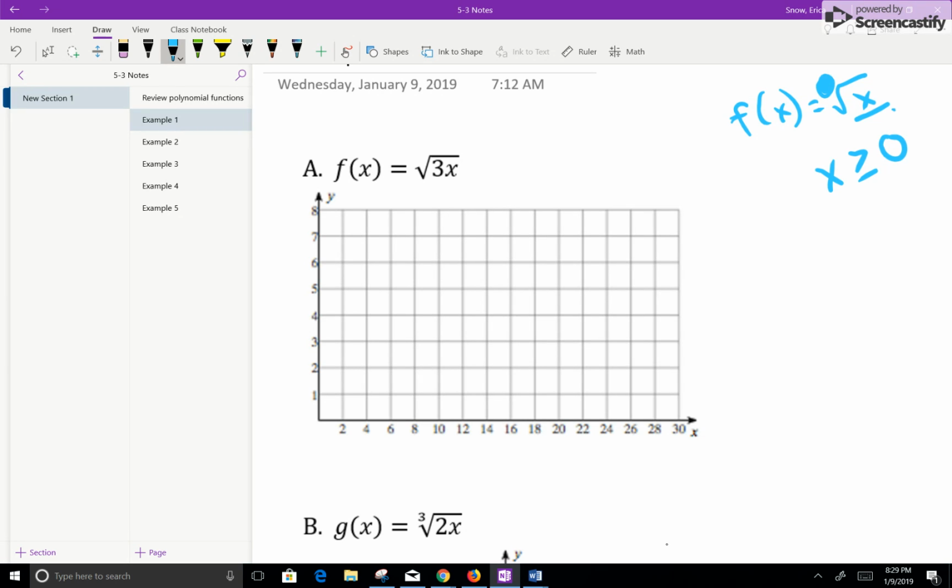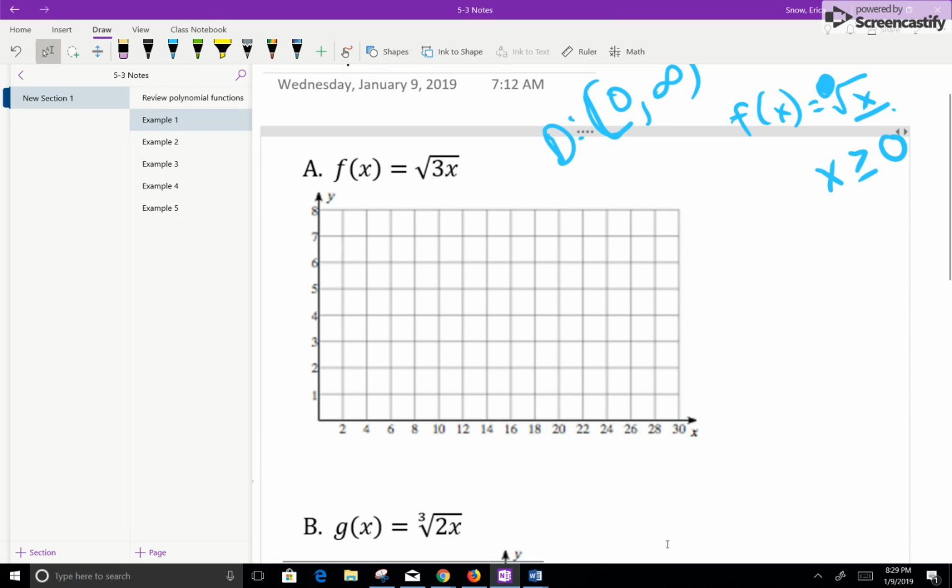So when you're looking at your parent function for square root of x, your domain has to be greater than or equal to 0. But it can go infinitely. It can get as large as we want, because we can take the square root of really large numbers. We just can't take the square root of negative numbers. And I want to point out that this is in fact a bracket around that 0.